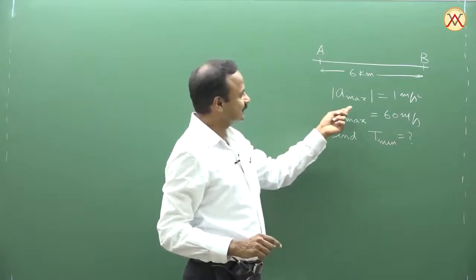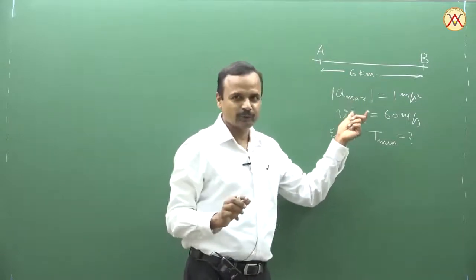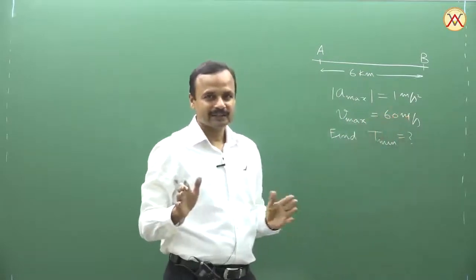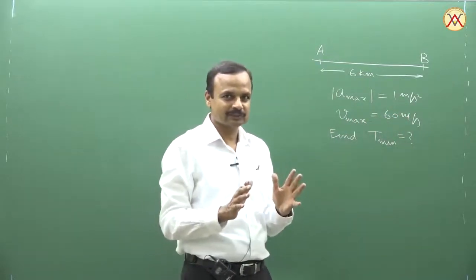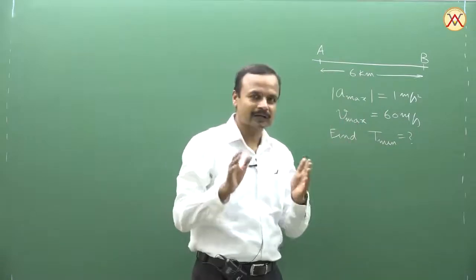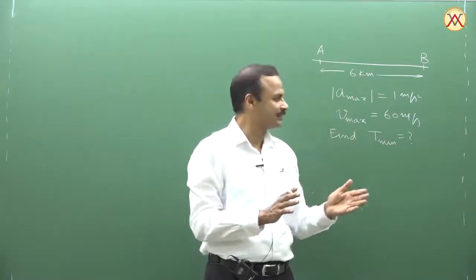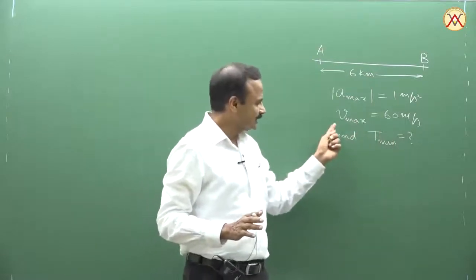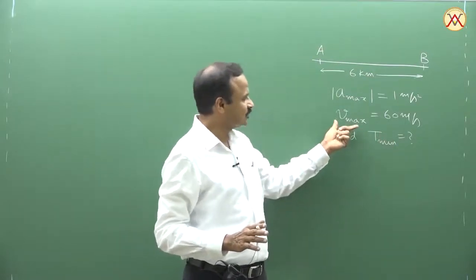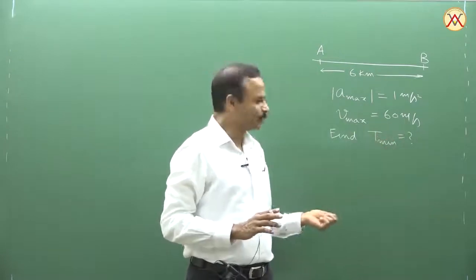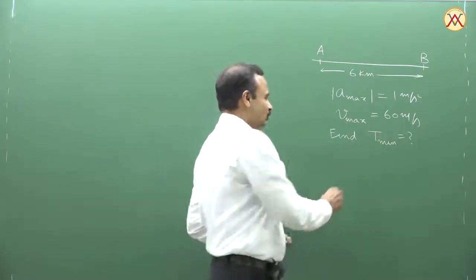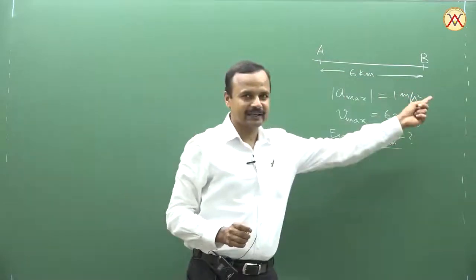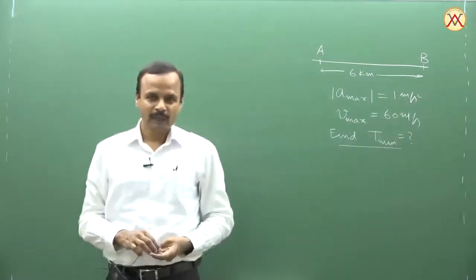And for the train, it is given that maximum magnitude of its acceleration is 1 meter per second square. That means the maximum acceleration is 1 meter per second square, and also maximum retardation on applying the brakes is also 1 meter per second square. The maximum allowed speed of the train is 60 meters per second. And we have to find the minimum time in which the train can complete this journey.